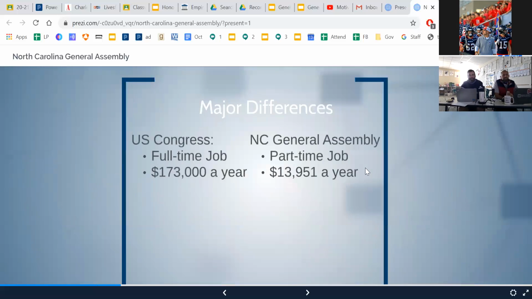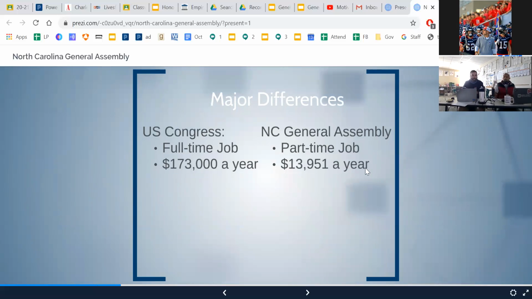A couple gold stars. Now, let's talk about some differences between the two. First off, that salary, massive difference. A U.S. congressman, and when we say U.S. congressman, that's referring to members of the House and members of the Senate.